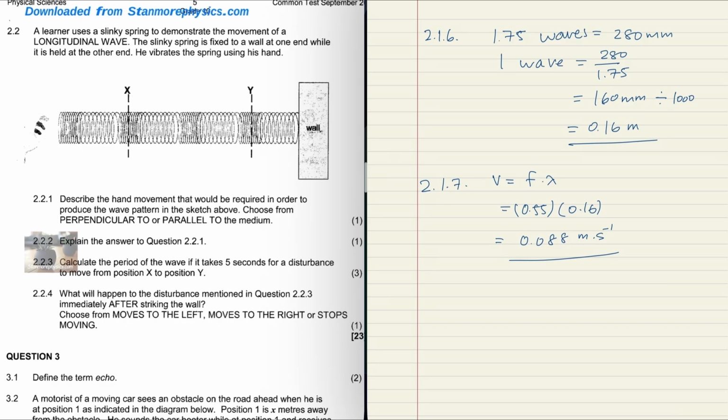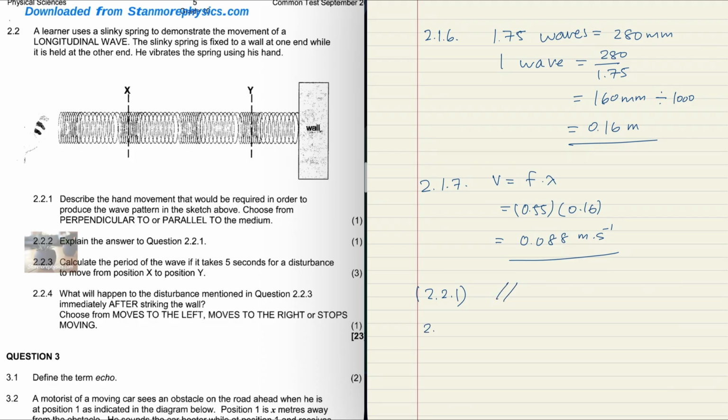So this resembles a longitudinal wave, right? And so a longitudinal wave has particles moving parallel. So the answer to this question is parallel. So I'm just going to write it like that, parallel.